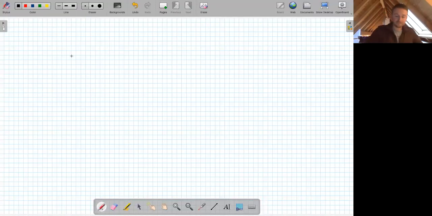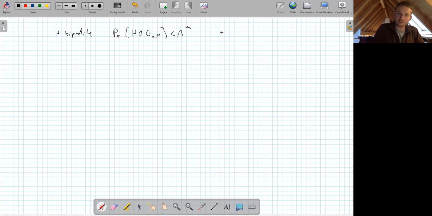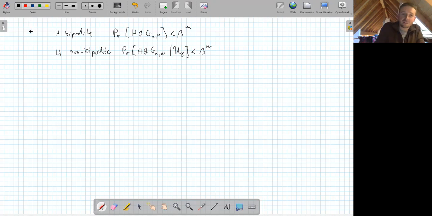Okay, so here's what we have. When H is bipartite, we have the probability of H not appearing in G(n,m) is at most e to the minus beta m for m large, and to get the same in the non-bipartite case, we need to condition on this event U epsilon. Now it turns out that if you prove this in a certain way, actually the same proof generalizes to this case. So this is what I want to discuss.